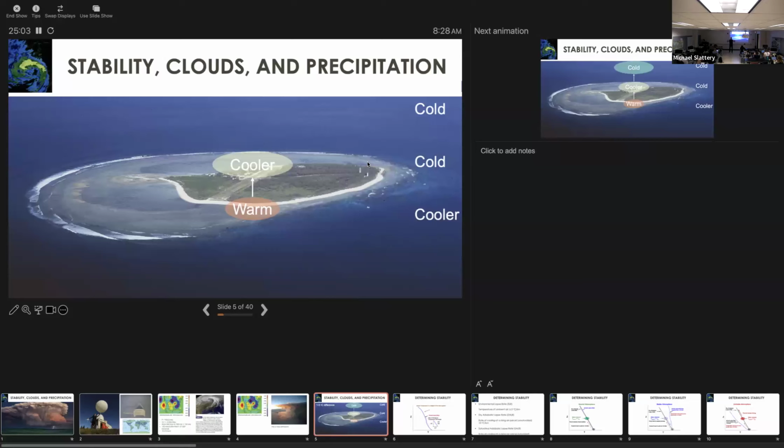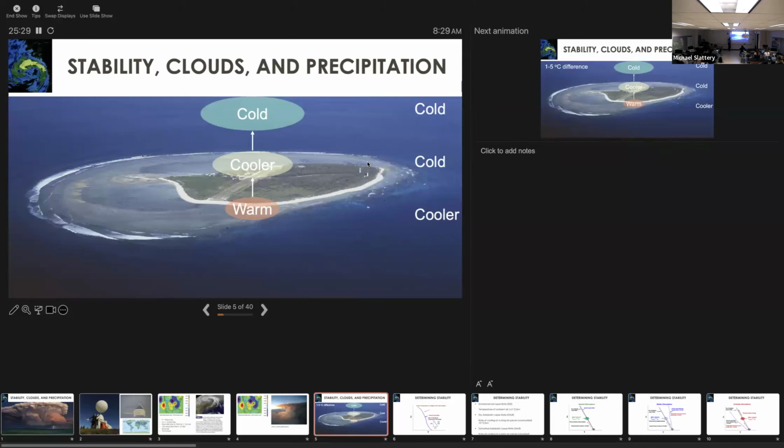By expansion. It has to, because pressure is decreasing with height. And as it rises a bit further, it gets cooler and cooler and cooler. And the rest of the morning, this whole thing about stability, this entire concept, looks at what is the temperature of the parcel of air relative to the surrounding environment. That's the key for the rest of this morning.